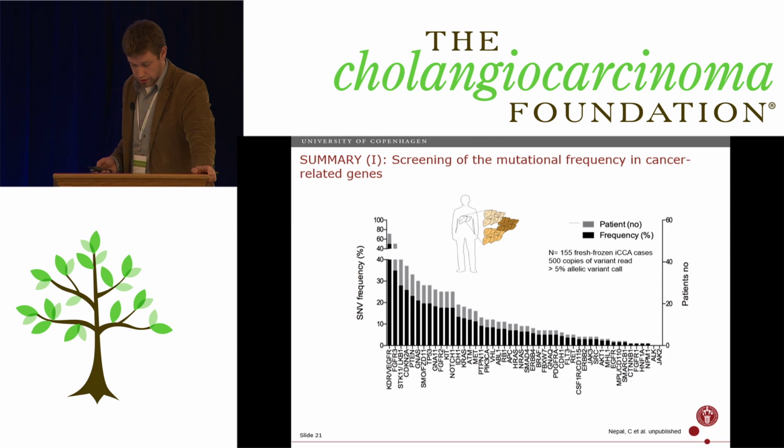We also did a lot of sequencing in intrahepatic cholangiocarcinoma patients, and this is just a small take on that. It is the screening of the mutational frequency of 48 cancer-related genes in 155 fresh frozen intrahepatic cases. We have a cutoff at 500 copies of the variant read, and there has to be more than 5% allelic variant call for calling it.